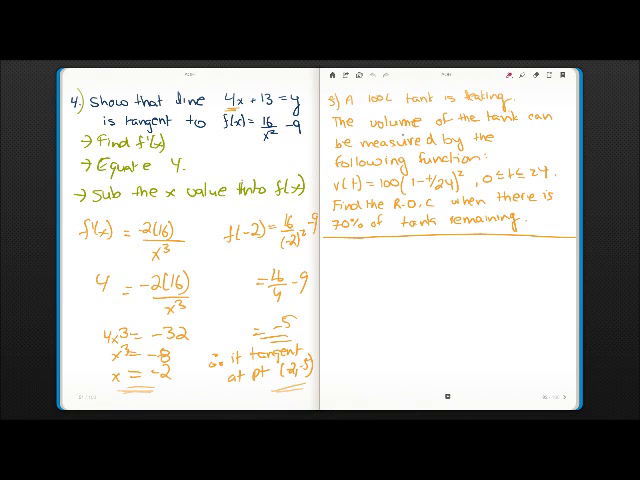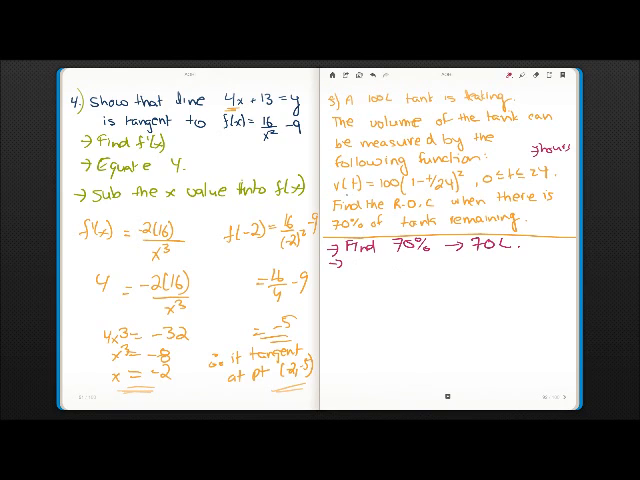The last question is kind of an application, and it's a word problem. It says that a 100-liter tank is leaking. The volume of the tank can be measured by the following function: V at t equals 100 times (1 minus t over 24) squared, and the interval is 0 to 24, so it's in hours. We need to find the rate of change when there is only 70% of the tank left. First we need to find how much is 70%, and that's simple. It's going to be 70 liters.